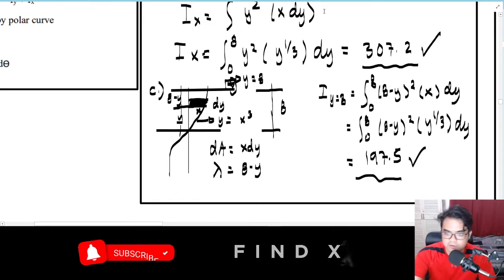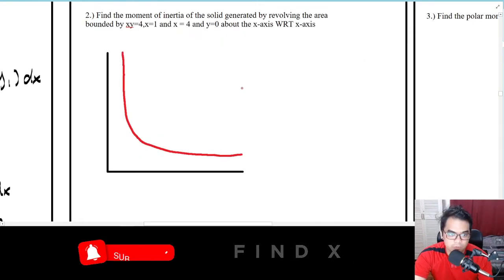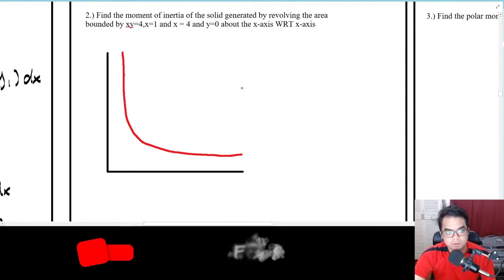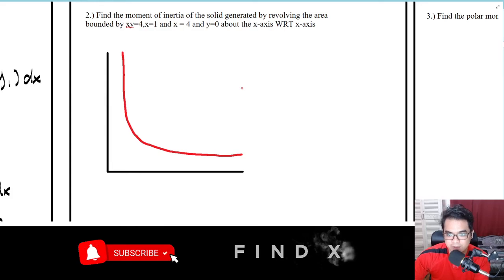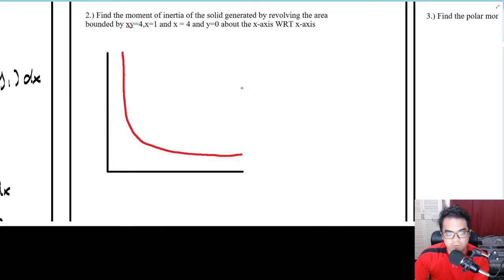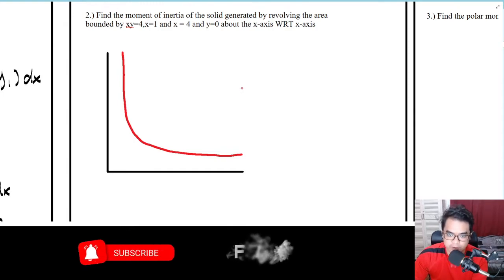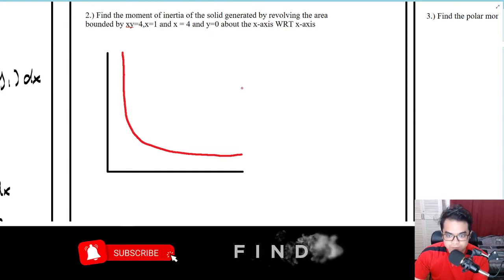So let's move on to the next number. Okay, so we have the second example. Find the moment of inertia of the solid generated by revolving the area bounded by xy equal to 4 and x equal to 1, x equal to 4, and then y equal to 0, about the x-axis, with respect to the x-axis.